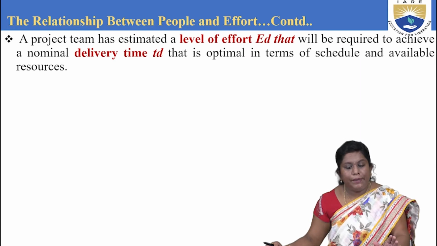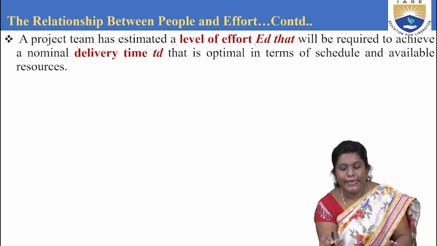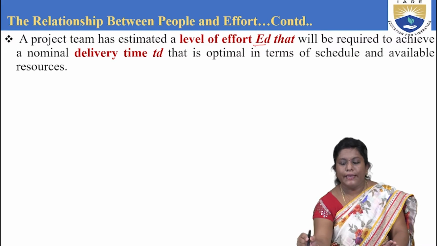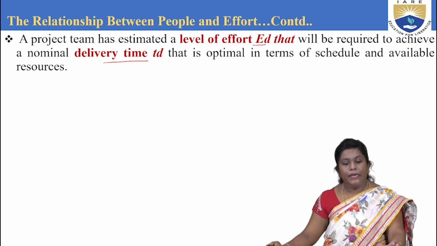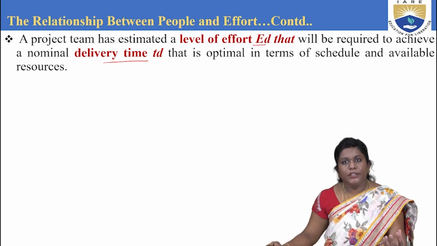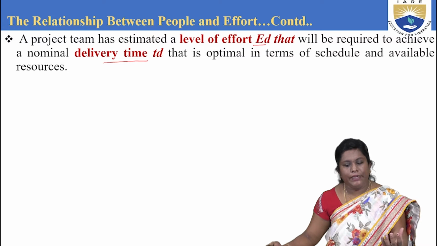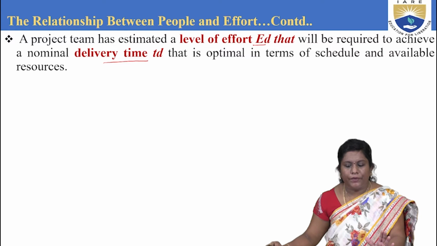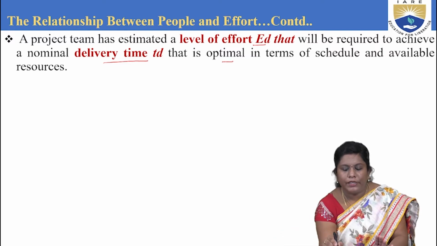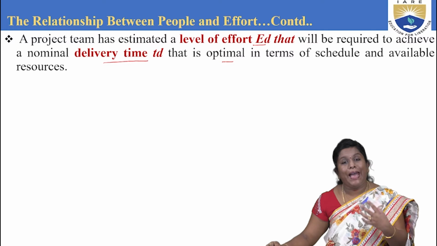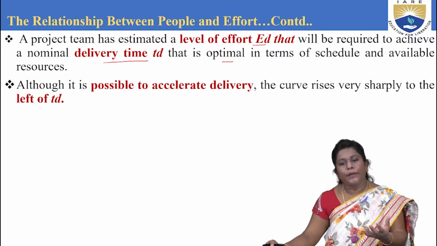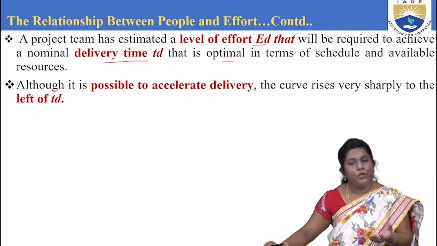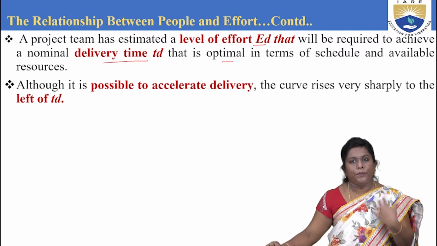Now, a project team has estimated ED, that is the level of effort that will be required to achieve the work in the normal delivery time. So I repeat, whatever the project team is involved in, the effort is termed as ED and the delivery time is termed as TD. Okay, and it will give us the optimal results whenever you have some available resources with you. So whenever available resources are there, then we can have a proper relationship between the effort that is being put in and the time period in which it is being obtained.